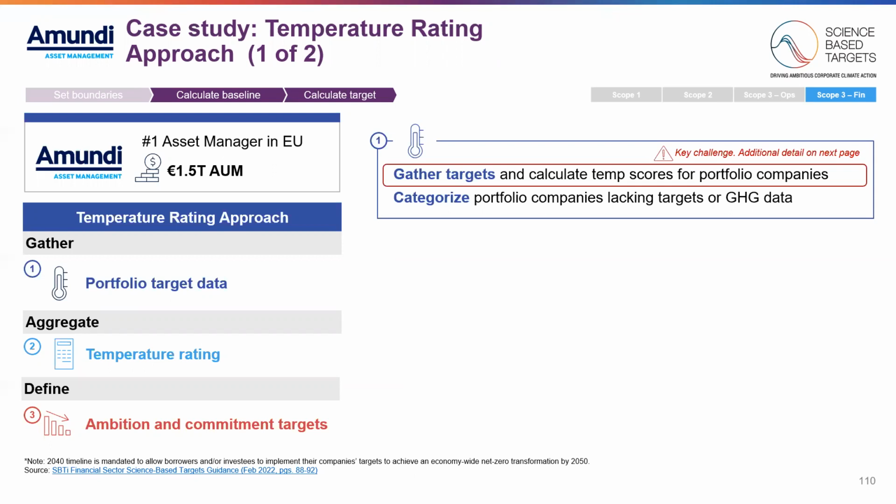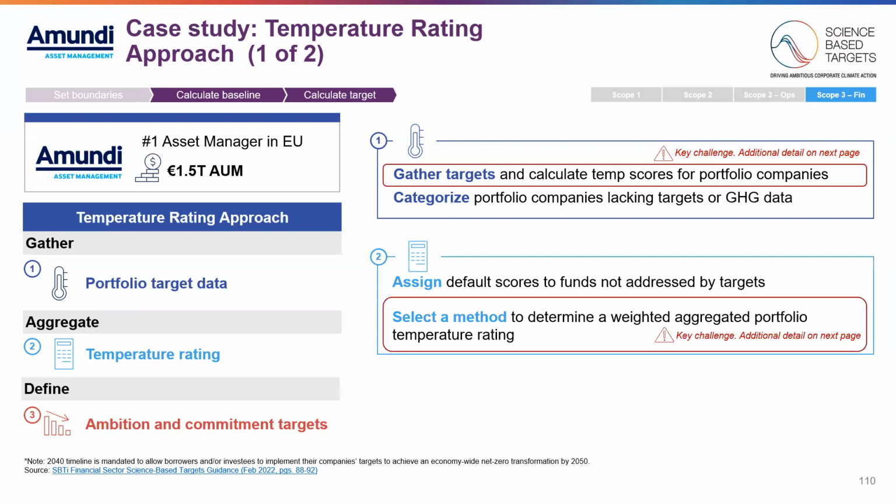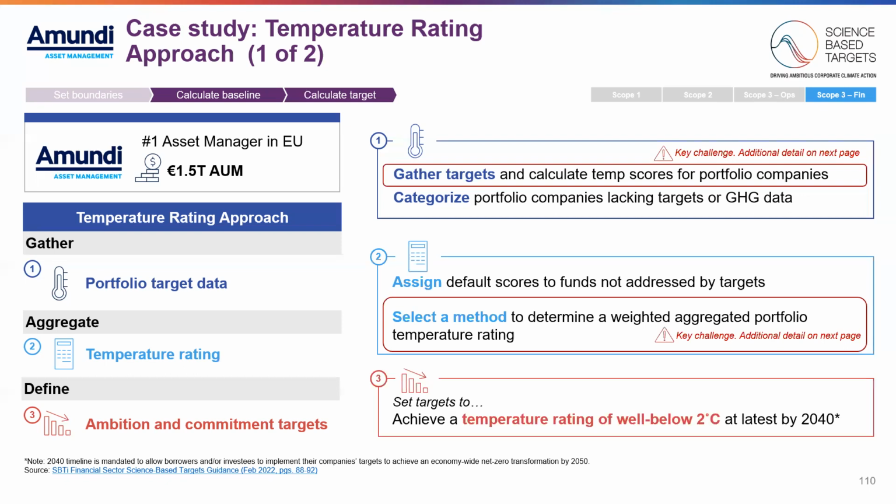Again, gathering these targets may be a challenge, so we'll talk about it more on the next slide. Next, they were able to assign default scores to any portfolio companies that didn't have targets and select a method to determine the weighted aggregate portfolio temperature rating, which can also be challenging. So we'll talk more about that on the next page. And lastly, Amundi set their target to achieve a temperature rating of well below 2 degrees Celsius by 2040 for their Scope 1 and Scope 2 emissions.